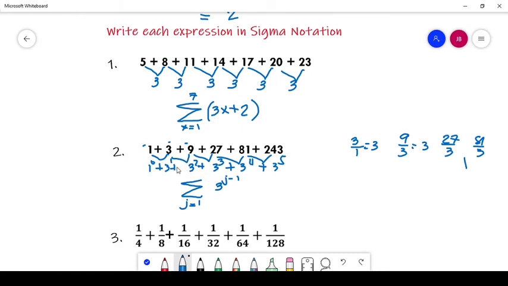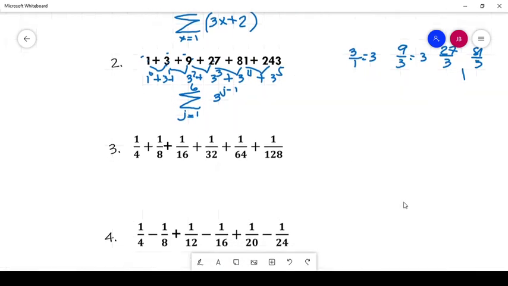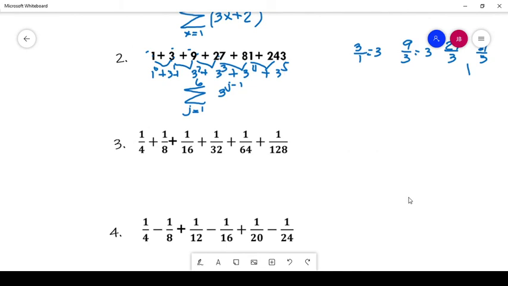Okay, so get the upper limit. So 1, 2, 3, 4, 5, 6. So we have 6. So the summation of 3 raised to j minus 1 from j equals 1 to 6. Okay? The next. Let's try example number 3.